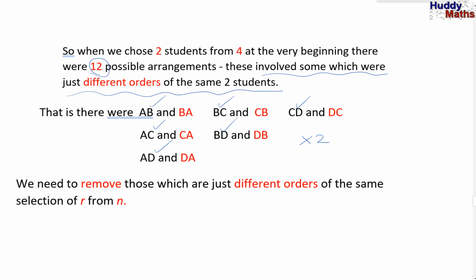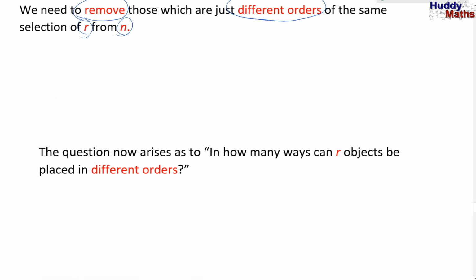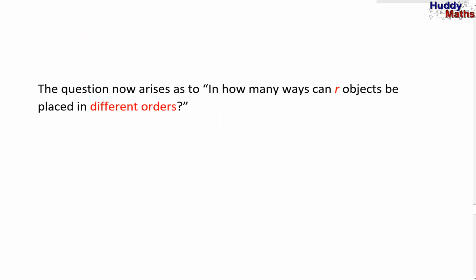So if you're doing our Cross Lotto problem, we want to remove all of those from the big total, which is just different orders. Because we just want R selected from N in any order. It just depends on the batch of R that we get, whether we're going to win this. Okay, so there were 2 orders there for every selection. The question now arises, in how many ways can R objects be placed in different orders. Do you remember?